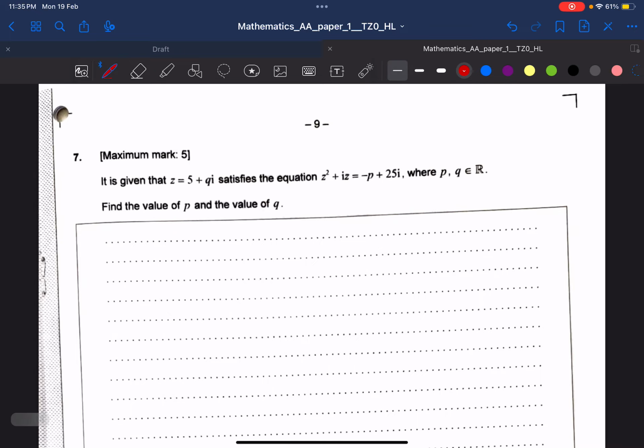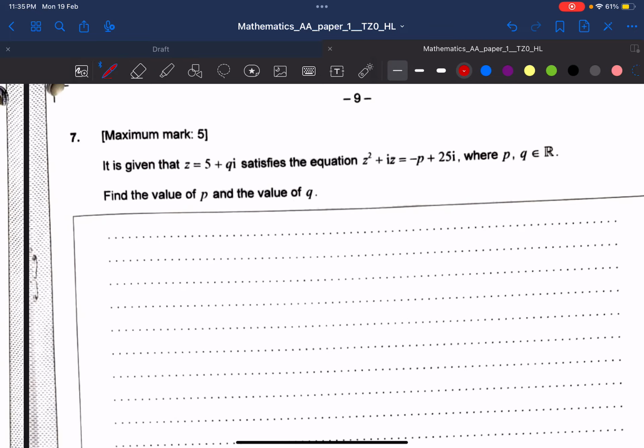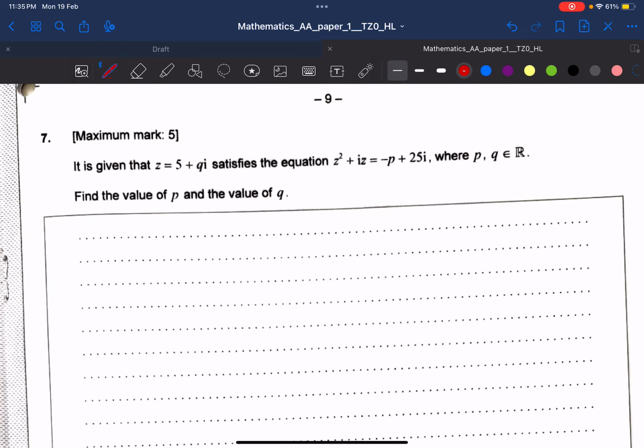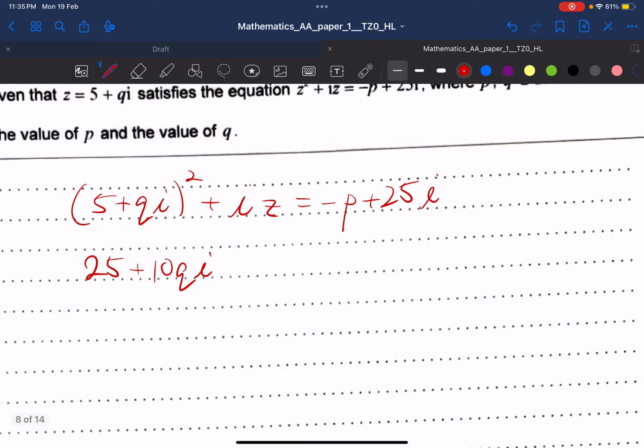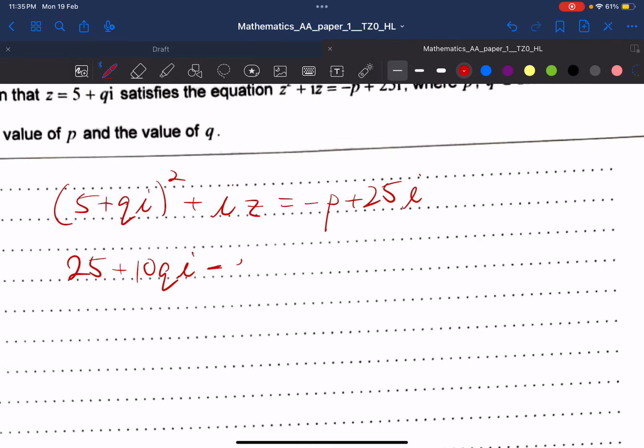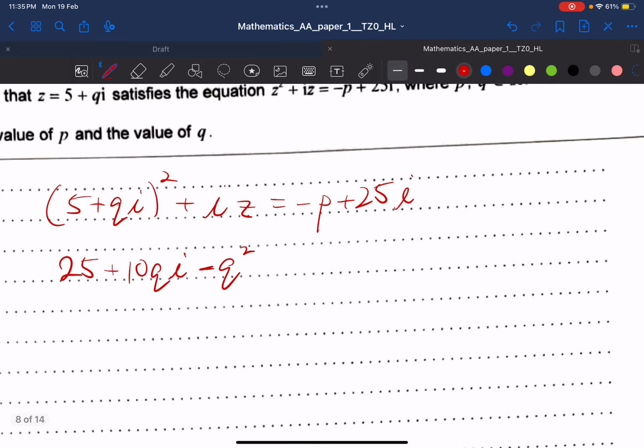So next one will be, I think, a complex number question. It's given that z equals 5 plus qi, satisfying this equation here. So when you see it's a 5-mark question, it should be a straightforward one. So we just sub it in and see what happens there. Okay, and then we'll expand this at the same time. So 25 plus 10qi. Here, be careful: qi times qi is minus q squared, because i squared is minus 1.